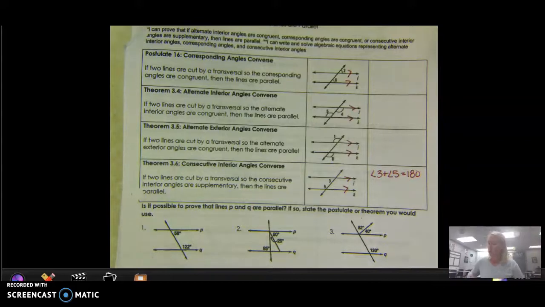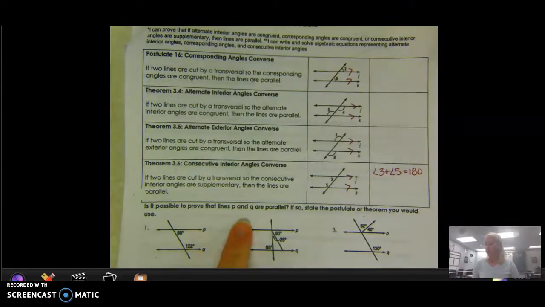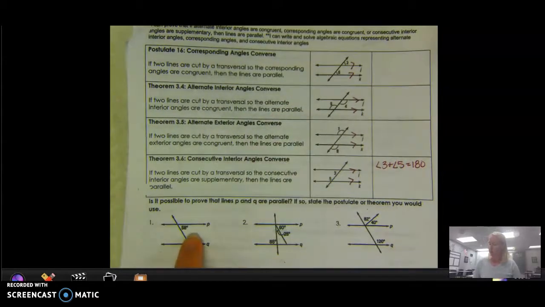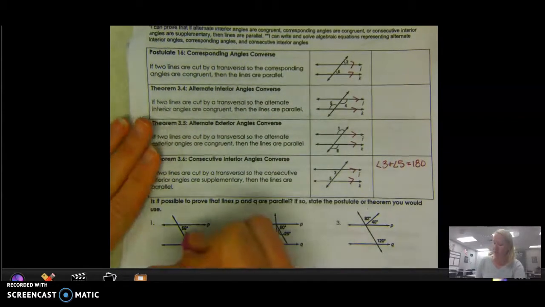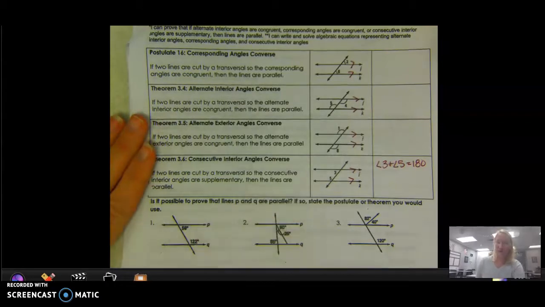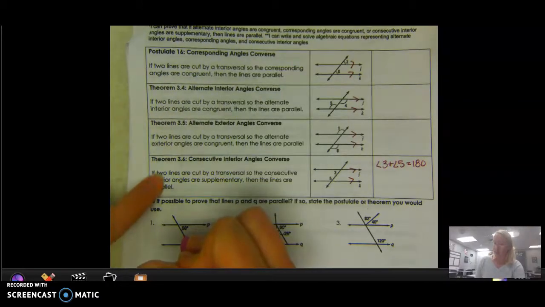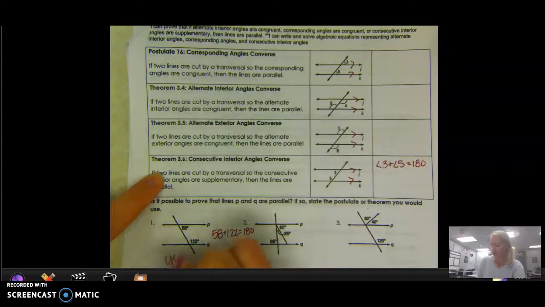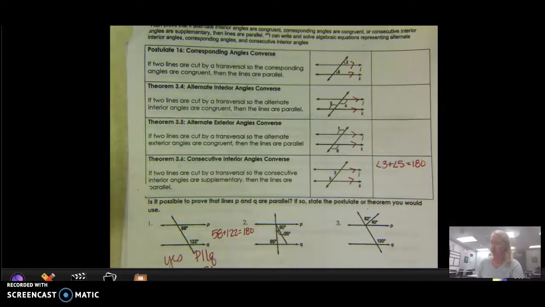Okay? So is it possible to prove that lines P and Q are parallel? If so, state the postulate or theorem from above. Okay? So this is 58 and that's 122. For those two lines P and Q to be parallel, that would mean that these are consecutive interior angles and that they add to 180. So I'd have to see if 58 plus 122 does equal 180. So yes, P is parallel to Q by theorem 3.6, the consecutive interior angles.